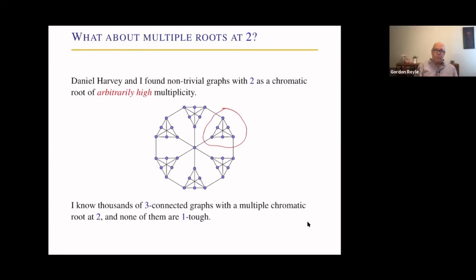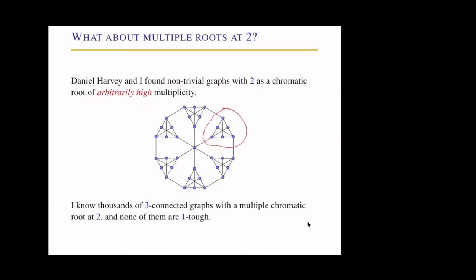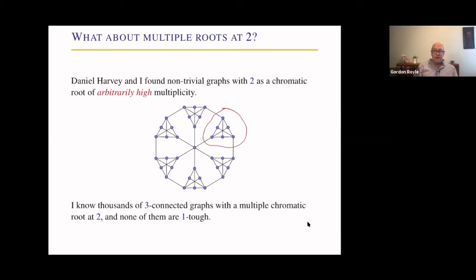So basically, one-toughness or some condition like that has a major role to play for chromatic roots in the interval (1, 2) and at the point q equals 2. So that's one strand of the chromatic root story that I have returned to on several occasions.